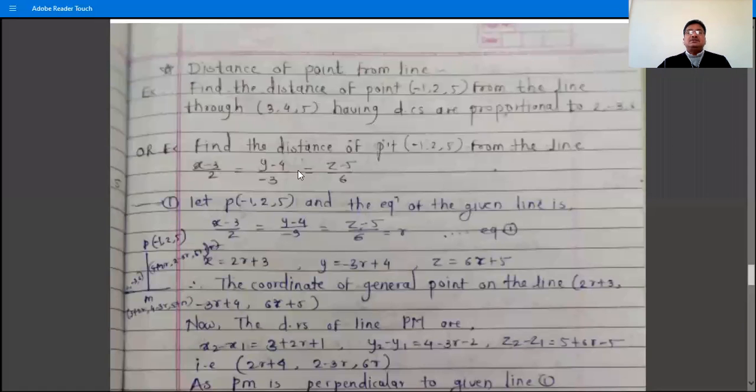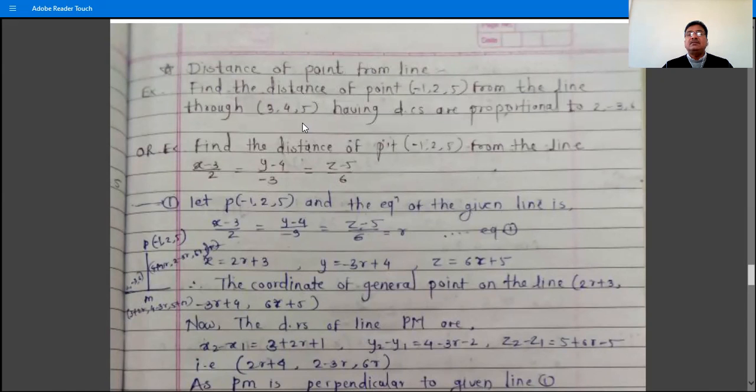Next point is distance of point from line. Find the distance of point (-1, 2, 5) from the line through (3, 4, 5) and having direction cosines proportional to 2, -3, 6. That is, we are given the direction ratios and one point on the line.